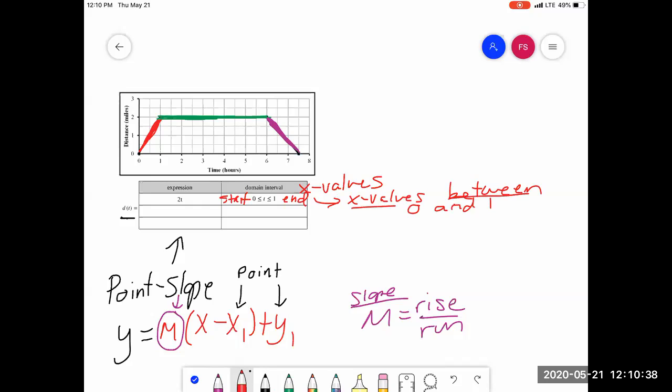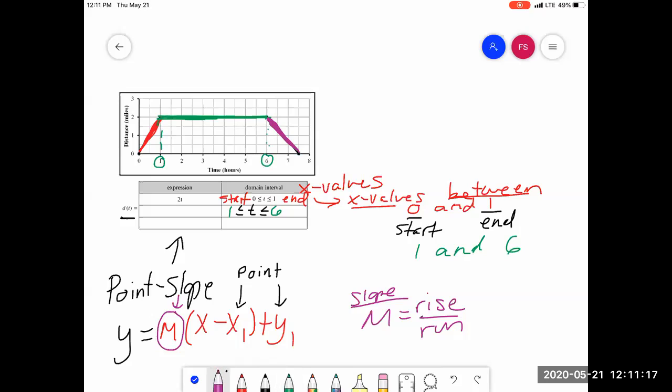So if you can't type in the symbols, you can just write this. It's going to be x values between. Then your first number is going to be your starting number, and your last number is going to be your ending number. So for this green section, we start where t is 1 hour. It's the same place as where the red section ends. So we're going to have 1 less than or equal to t, less than or equal to, and then the green section ends over here where t is 6. And again, you could also just say x values between 1 and 6.